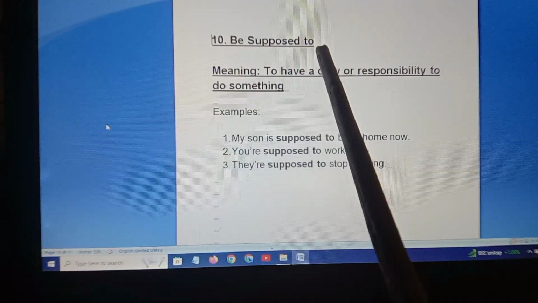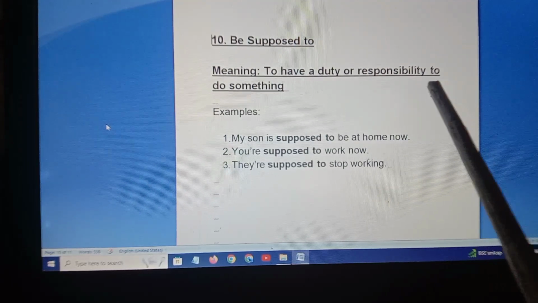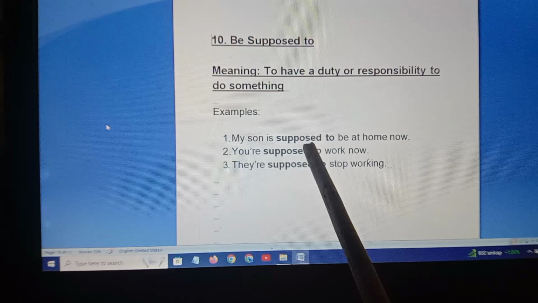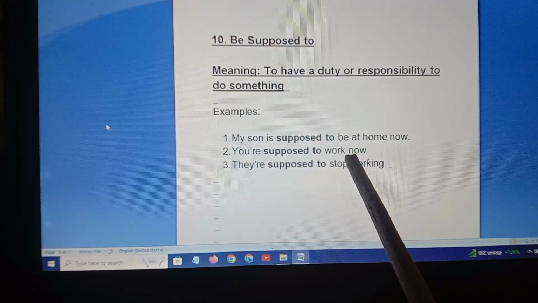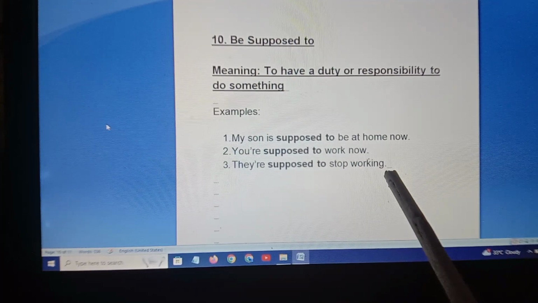Be supposed to, meaning to have a duty or responsibility to do something. Examples: my son is supposed to be at home now. You are supposed to work now. They are supposed to stop working.